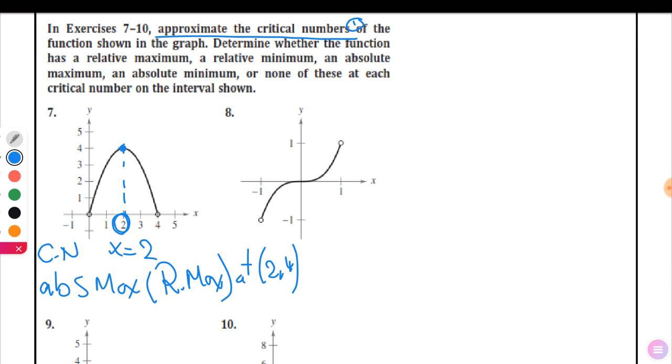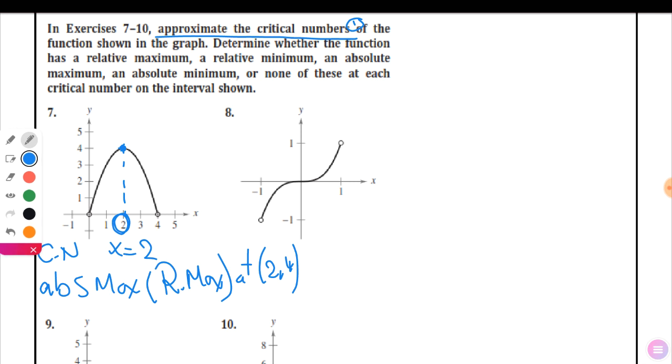Here, approximate the critical number. I'm searching for the values of x at which the graph has a horizontal tangent, cusp, corner, or sharp point. Then identify whether it is an absolute maximum or relative or what else. But I'd like to tell you something very, very important. The extrema occur at the critical number if the behavior of the function changes from increase to decrease or from decrease to increase.